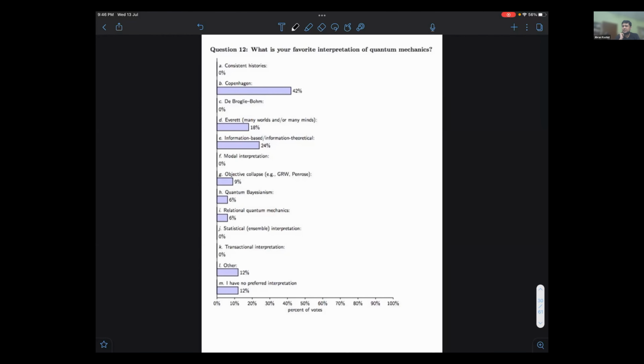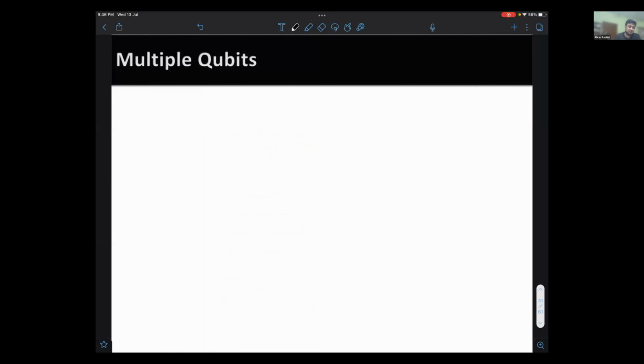For people who are interested, there are nice online lectures, an entire course on interpretations of quantum mechanics at Perimeter Institute, if you're interested. And there are many other interpretations as well that are not listed on this chart. So quickly moving on to multiple qubits.